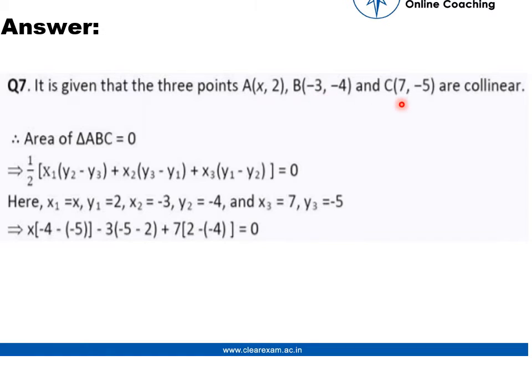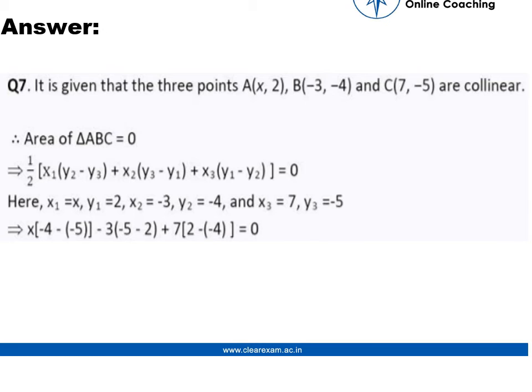If three given points are collinear, then the area of the triangle would be equal to 0. Here is the formula of the area of a triangle: half times x1 into (y2 minus y3), plus x2 into (y3 minus y1), plus x3 into (y1 minus y2) equals 0. Here are the values of x1, y1, x2, y2, x3 and y3. Putting these values in the equation, we will get this.